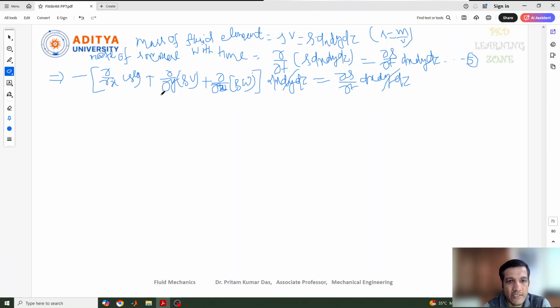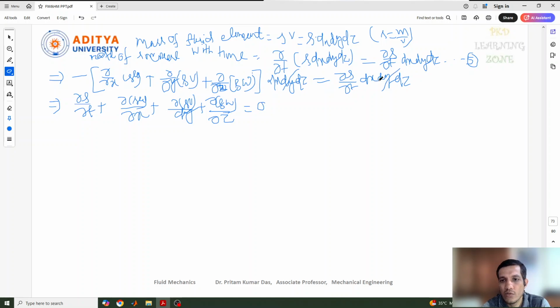Now this minus term, let's take it to one side and make it equation 0. That means we can write del rho by del t plus del rho u by del x plus del rho v by del y plus del rho w by del z equal to 0. I have cancelled this dx dy dz on both sides, and this minus term I have taken to this side, so this side will be 0. So I have written del rho by del t plus this whole term equal to 0.